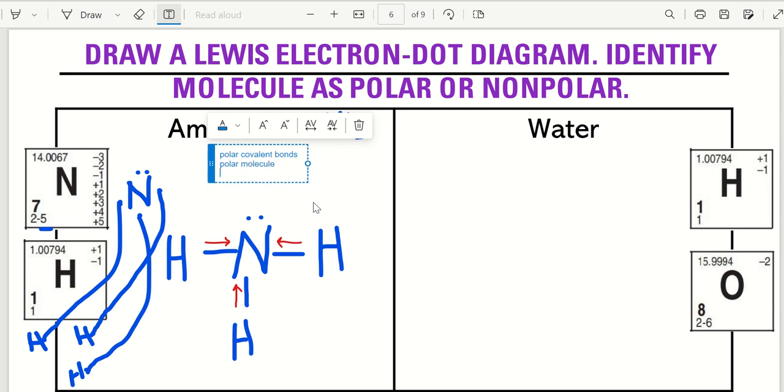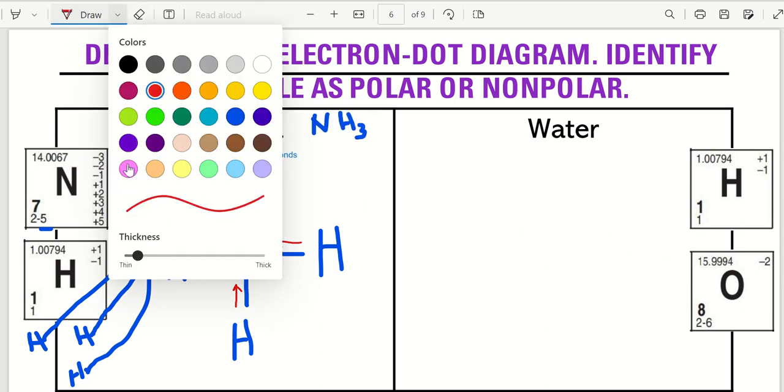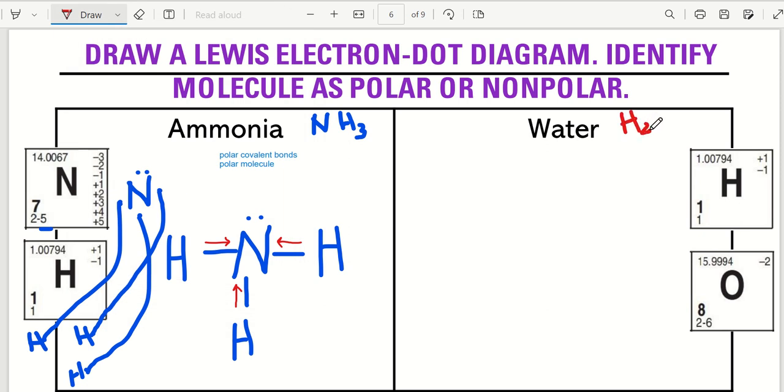Polar covalent bonds, polar molecule. Okay. All right. What about water? Well, water's formula you should know, right? H2O.